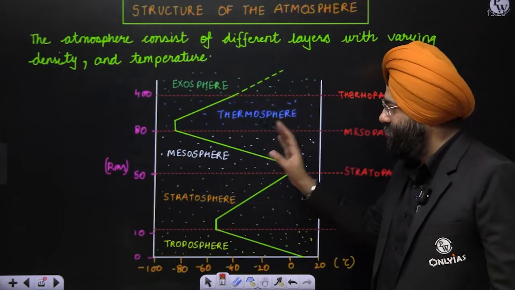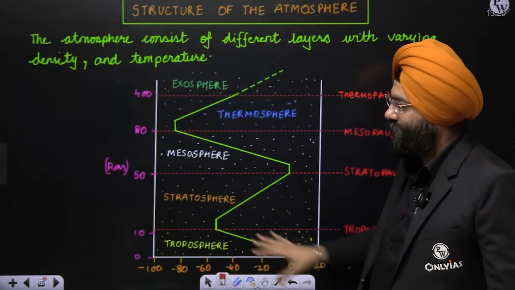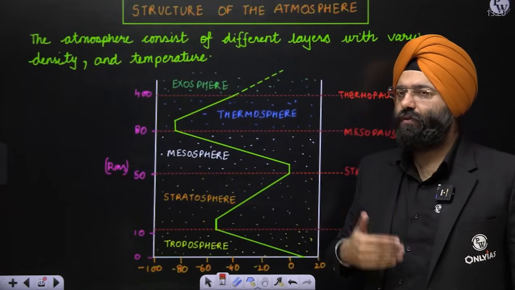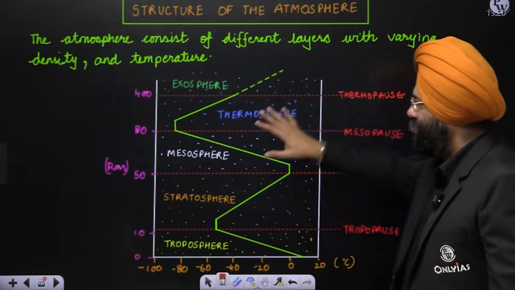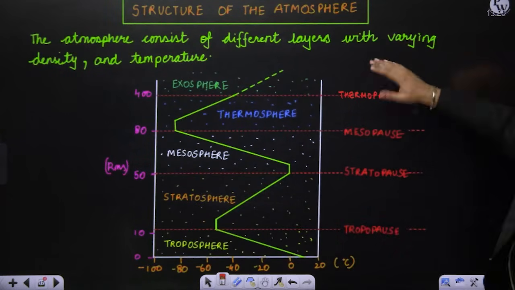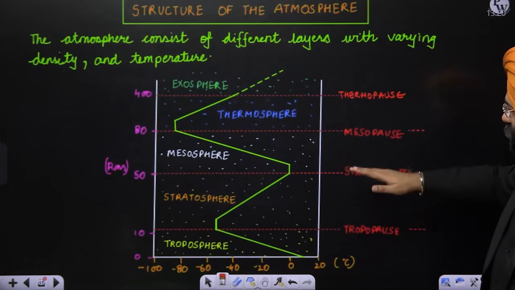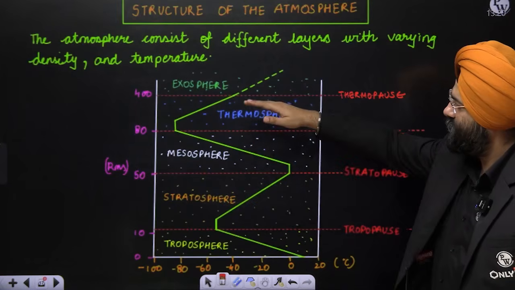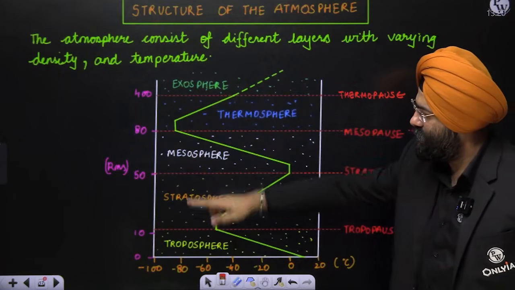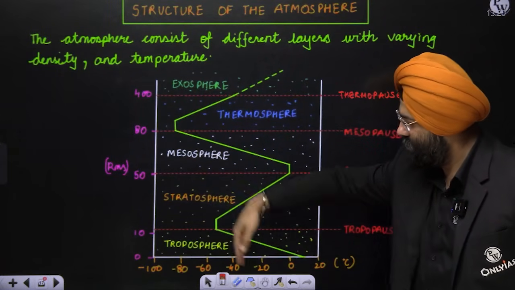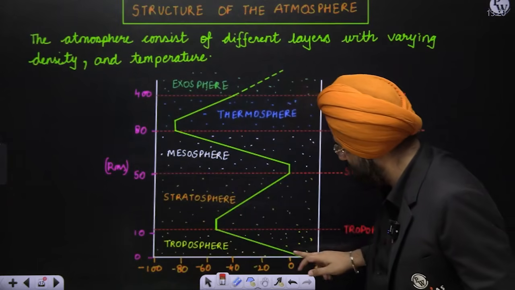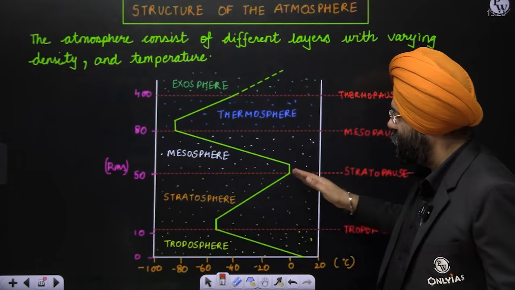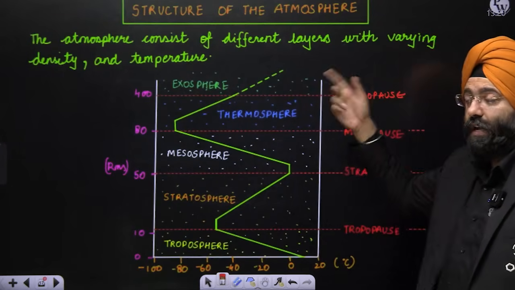And remember that this diagram should be learnt by heart. You should make it multiple times, only then will you remember it. Clear? Just draw this diagram as a master diagram. So this is the tropopause, stratopause, mesopause, thermopause, troposphere, stratosphere, mesosphere, thermosphere, exosphere. This is 0, 10, 50, 80, 400, and this is the decrease in temperature. So this line represents that as you move upward, there is a decrease in temperature, increase, decrease, increase. Clear? Now let's move ahead.